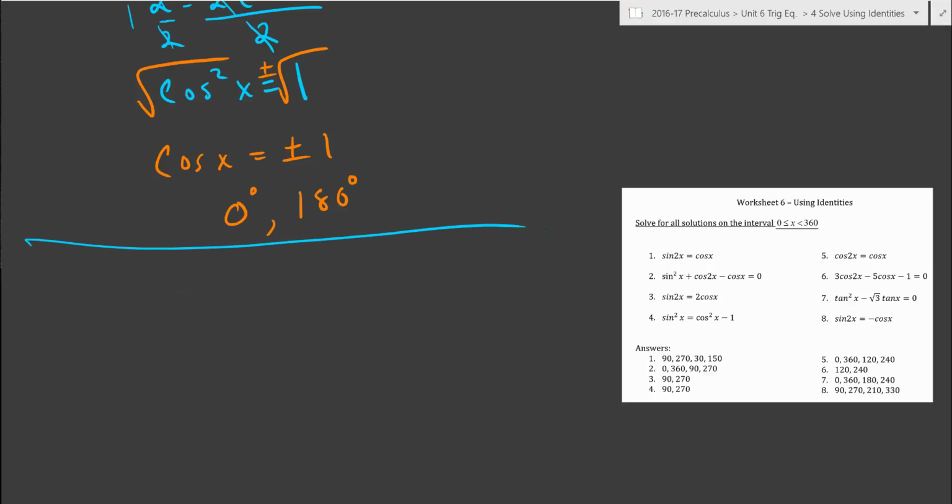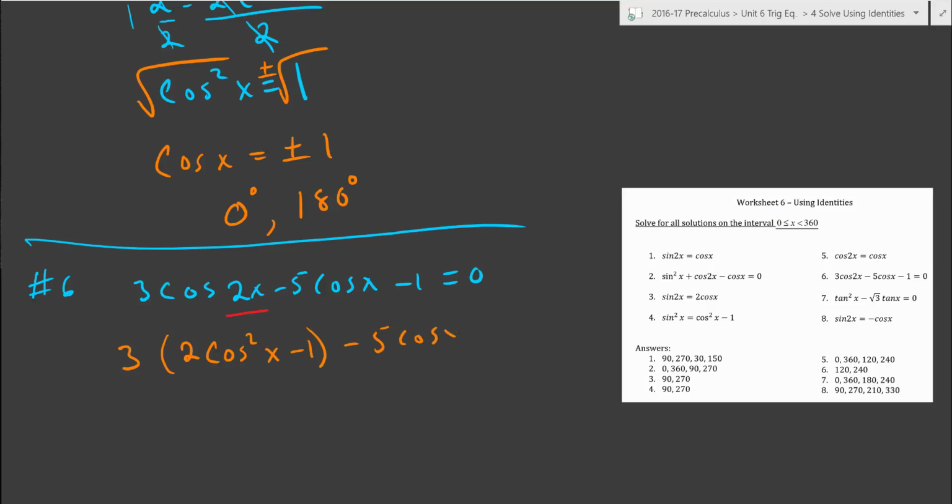The next problem that we did in both classes was number 6. 3 times cosine of 2x minus 5 cosine of x minus 1 equals 0. Well, again, the first thing I want you to notice is that we have a double angle here. We really never want to continue to work with a double angle. We'd like to replace that. And referencing our formula sheet, we see we have 3 choices for cosine. I think the best one is going to be the second one, where if we substitute, we'll have 3 times the quantity 2 times cosine squared x minus 1, minus 5 cosine x minus 1 equals 0.